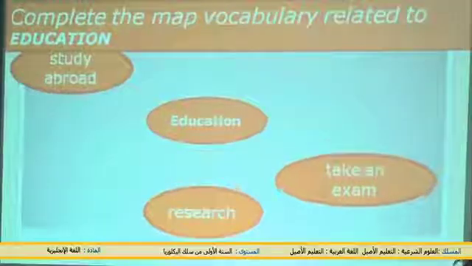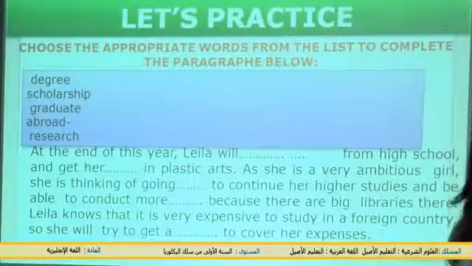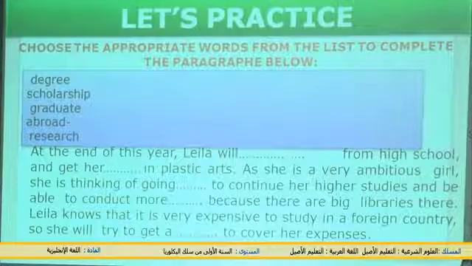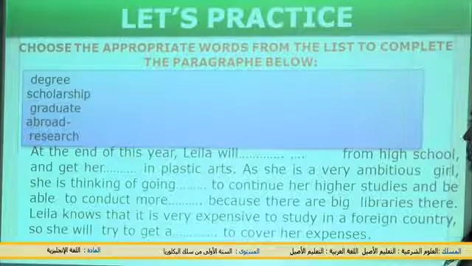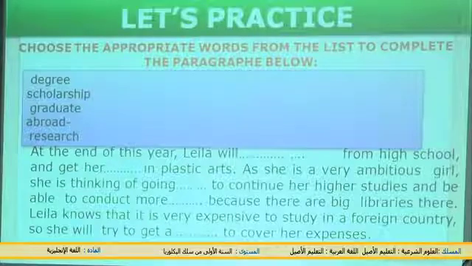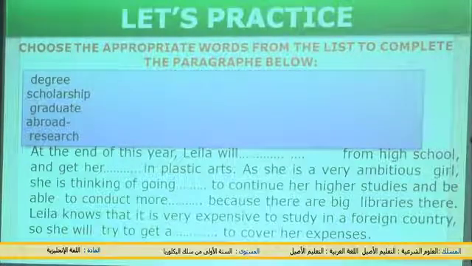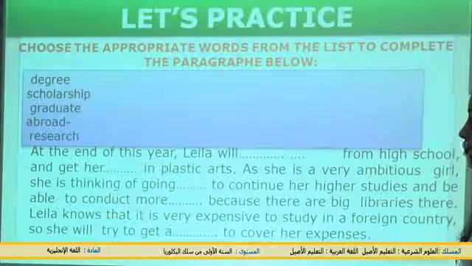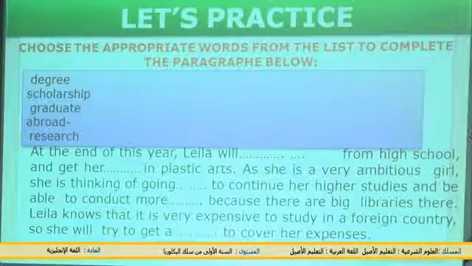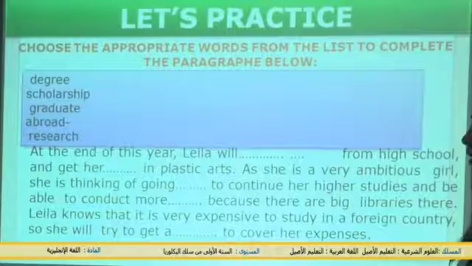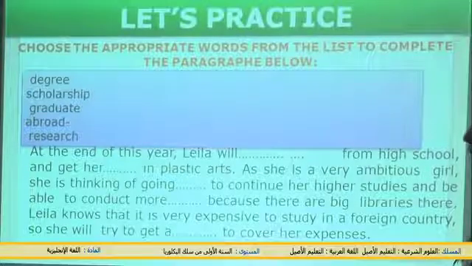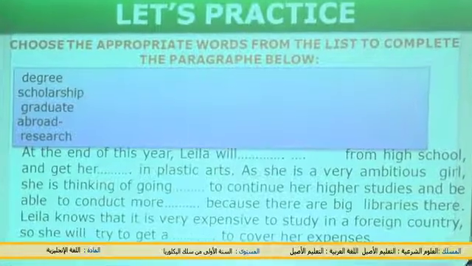Now let's move to some practice, and we're going to start with exercise number 1. Exercise number 1 says, choose the appropriate words from the list to complete the paragraph below. The words that we have in the list are degree, scholarship, graduate, abroad, and research. The text is, at the end of this year, Layla will from high school and get her in plastic arts.